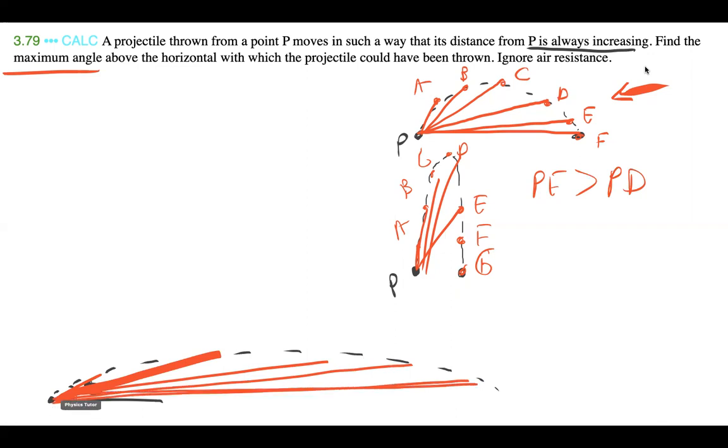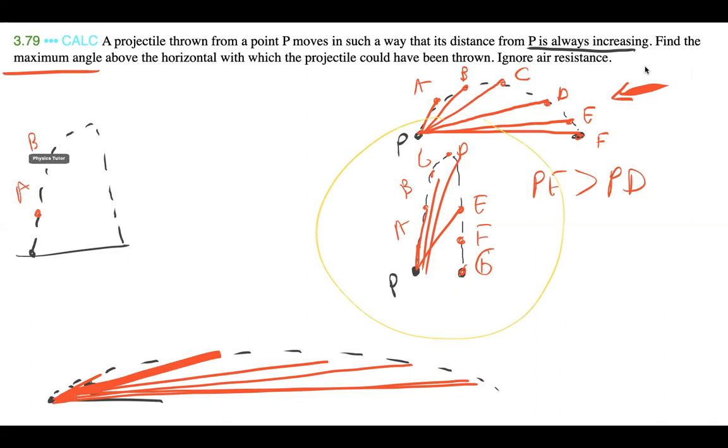But as this angle gets larger, we have this scenario right over here, right? And in this scenario, we see that for the points A, B, C, D, E, F, the distance gets larger at first, but then smaller. The distances between point P and other points in the projectile trajectory. And so we want to find the maximum angle above the horizontal with which the projectile could have been thrown.